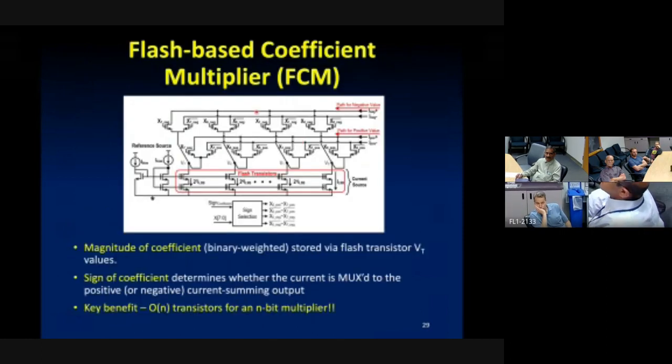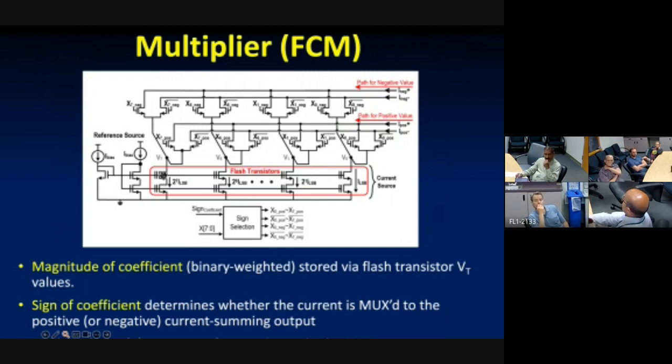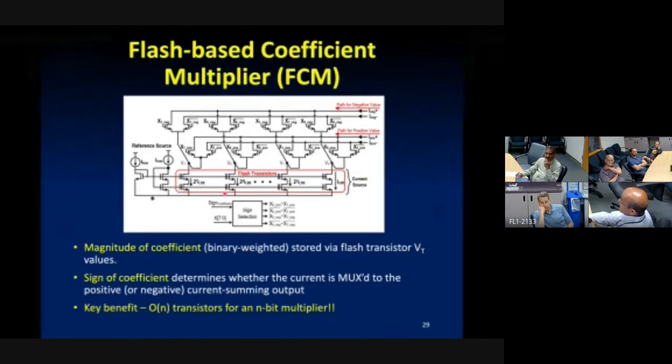Okay, here's what the multiplier looks like. You can see one operand is the X's. Those are applied to the circuit. But the Y's, which is the other multiplicand, is stored statically in the Flash transistor. So if you look at this, one multiplier has order n transistors, and an n-bit multiplier takes order n transistors, which is significantly small.